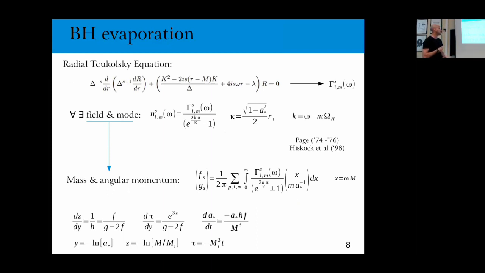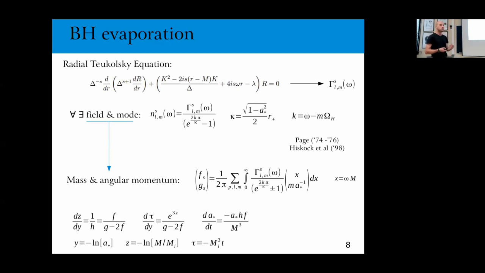And once this equation is solved at the horizon and at infinity, it is possible to calculate this greybody factor for each spin field which one is interested in, and each mode of the field, even by the harmonic l and m. And so it is possible to obtain this number density of the emission. And for sure, each field and each mode of the field, once emitted, will take away from the black hole some energy and angular momentum.